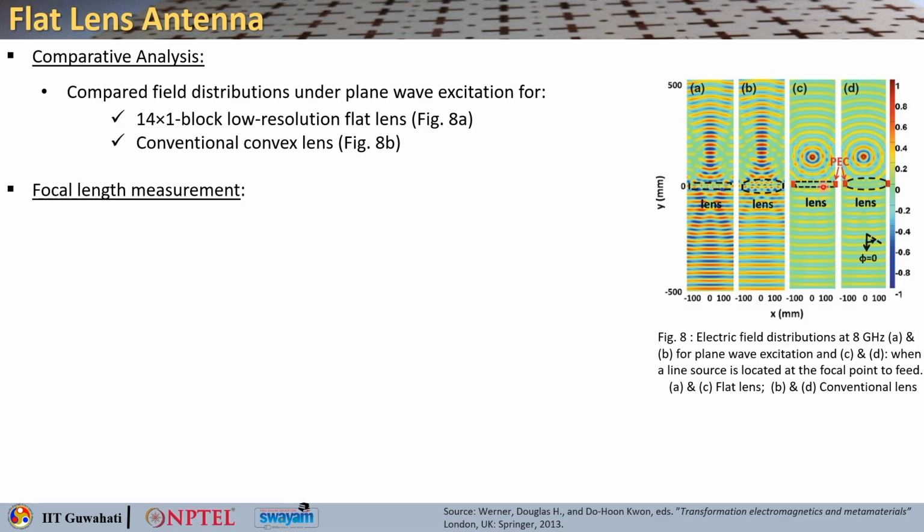Then on the other side, for C and D, the line source is located at the focal point to feed, and this is again the flat lens and this is the conventional lens. That is showing you how you are getting the same kind of waves out of these two lenses.